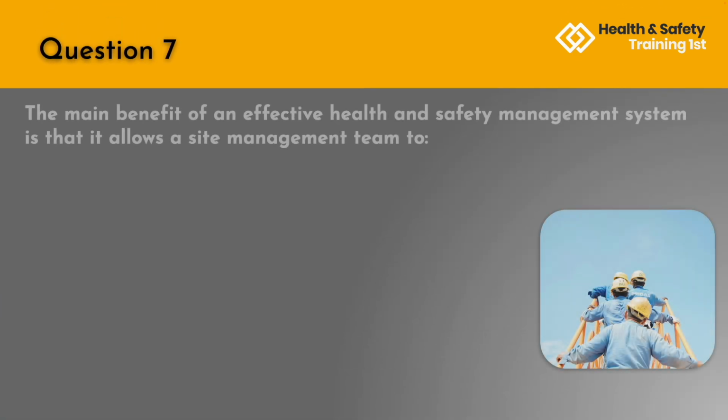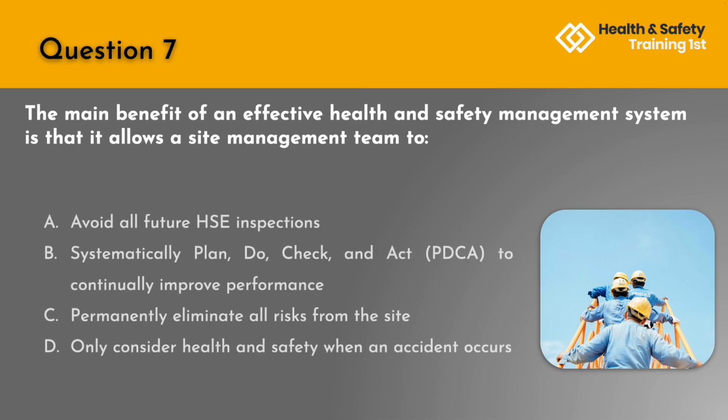Question 7. The main benefit of an effective health and safety management system is that it allows a site management team to A. Avoid all future HSE inspections. B. Systematically plan, do, check and act to continually improve performance. C. Permanently eliminate all risks from the site. Or D. Only consider health and safety when an accident occurs.